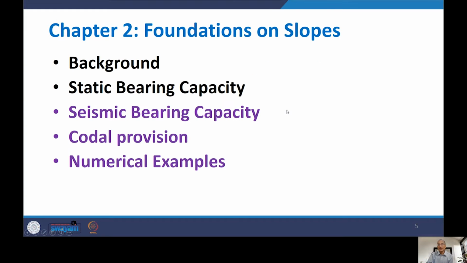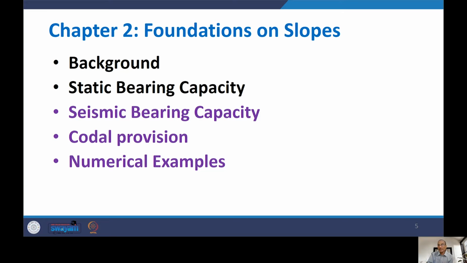What we have covered so far, when we discussed foundation on slopes in the last lecture, was background and static bearing capacity. Now we are going to extend the same thing to seismic bearing capacity, codal provisions, and some numerical examples. So let's talk first about seismic bearing capacity.